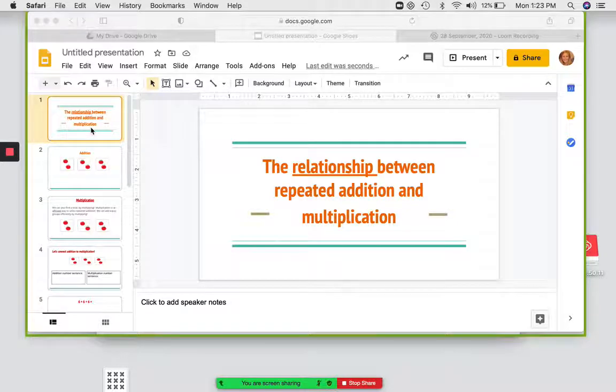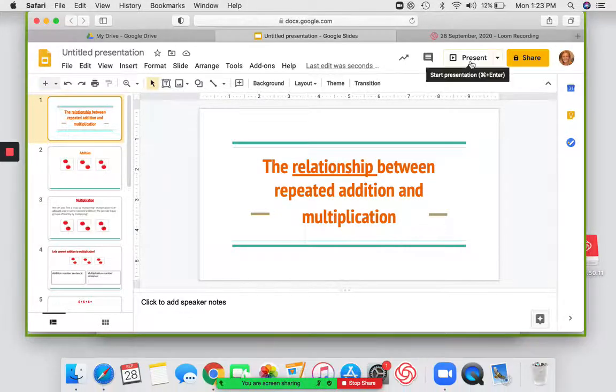Today we're going to review ourselves on the relationship between repeated addition and multiplication. And if you notice that word relationship underlined, you're thinking, what does relationship mean? A relationship is really the connection. What is the connection between repeated addition and multiplication? How are they connected? So let's start with addition.